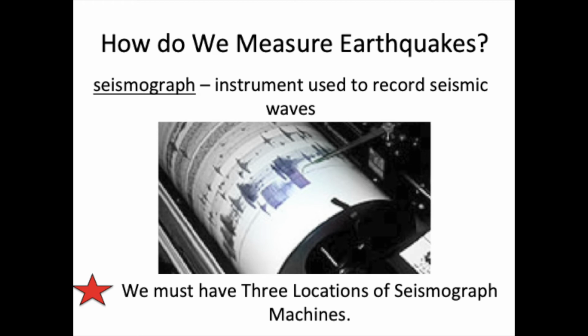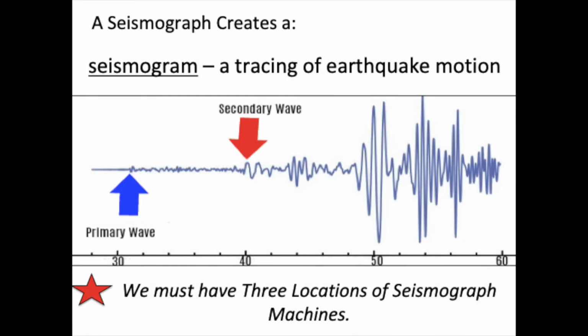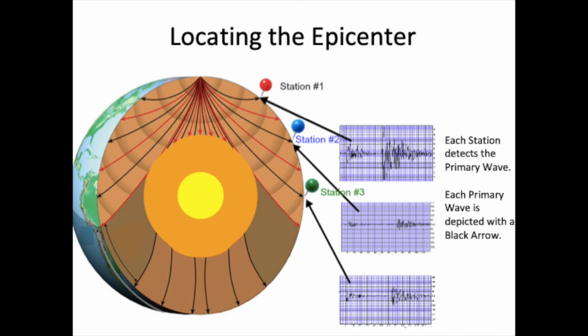Instruments that are used to record seismic waves are called seismographs, and on the seismograph is a seismogram. This is an example right here. You have a P wave, which is the blue arrow, the secondary wave, which is the red arrow. And as you can see on this graphic with the red star, it says we must have 3 different locations of seismographs. So let's take a closer look here.